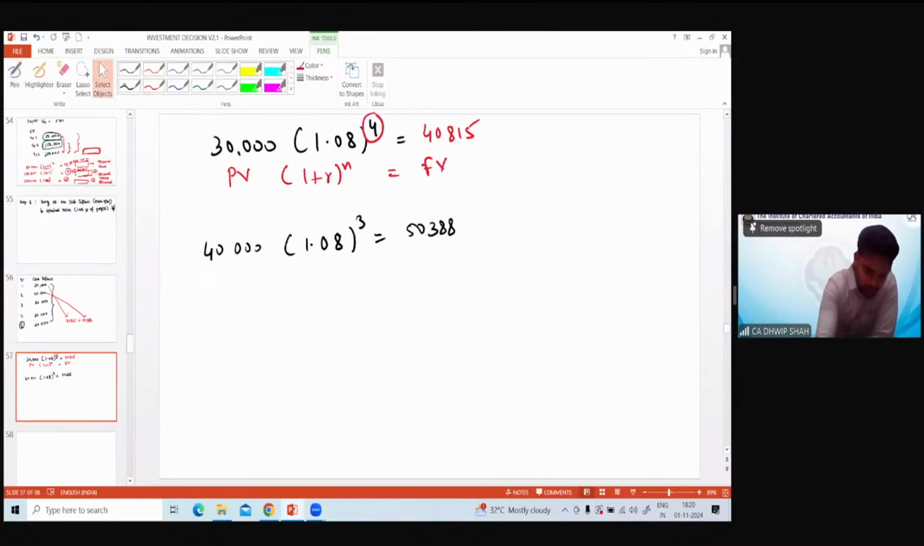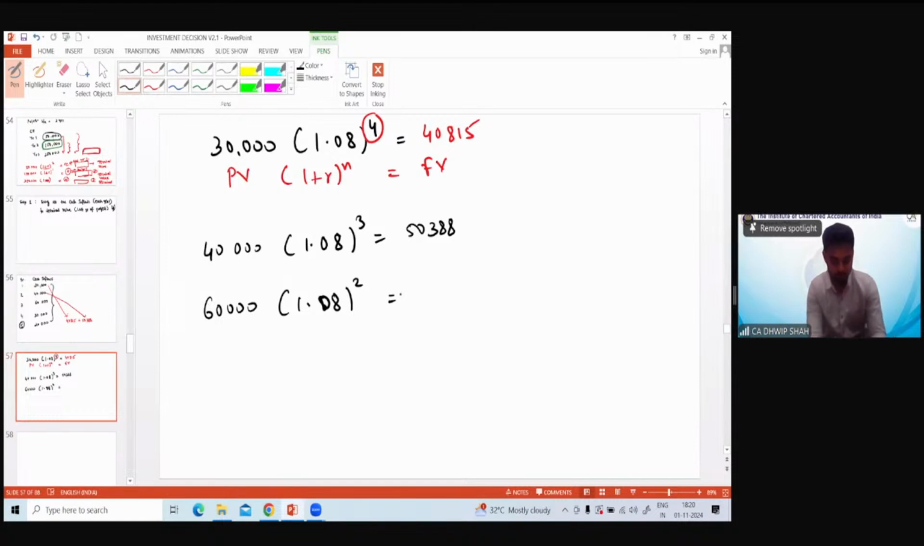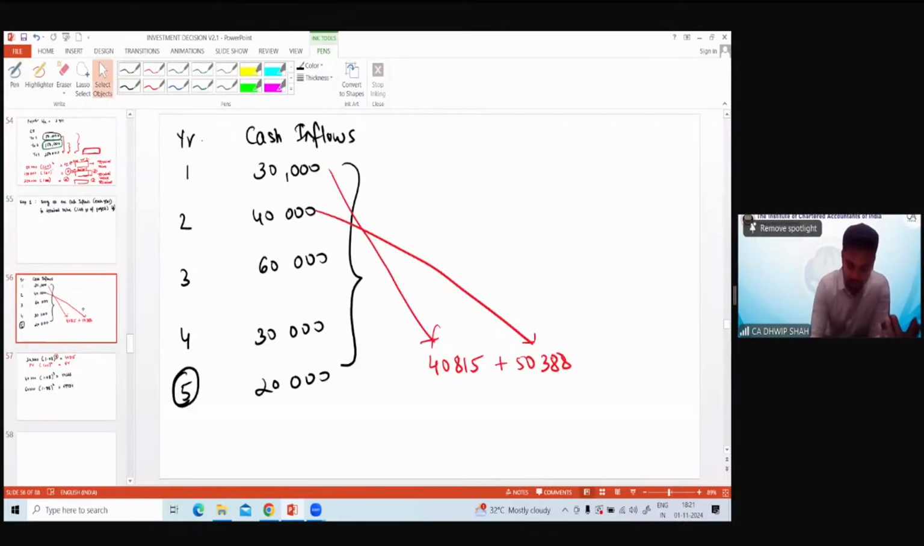So 60,000 at the end of year 3. The cash inflow that I have generated at the end of year 3 will be invested for another 2 years. So again, take 1.08 in the calculator. Press the multiplication sign. Now since the power is 2, you press the equal to sign only one time. Multiply by 60,000. So it comes to 69,984. So my 60,000 cash inflow will be 69,984 at the end of year 5.